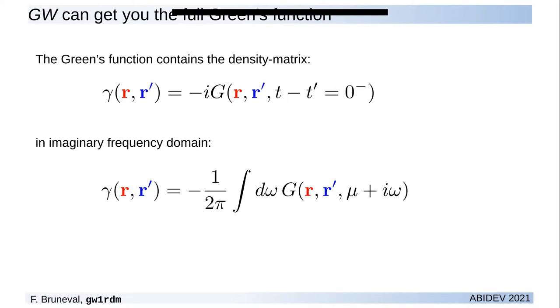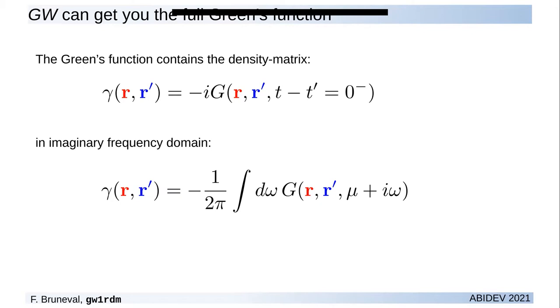In the code, it's easier not to work in time, but to work with frequency. So I just need to do a Fourier transform with respect to time, and I transform this Green's function taken at t minus t prime equals zero into an integral over frequencies. And for numerical aspects, it's easier to perform the integral for imaginary frequencies.